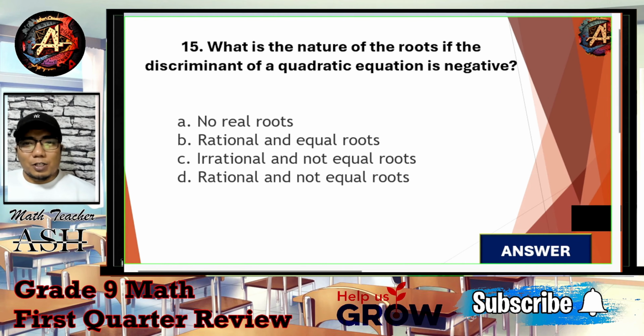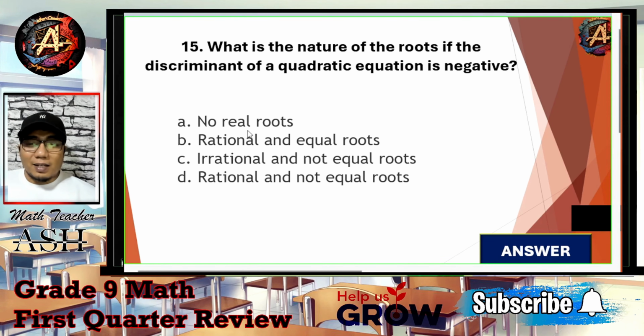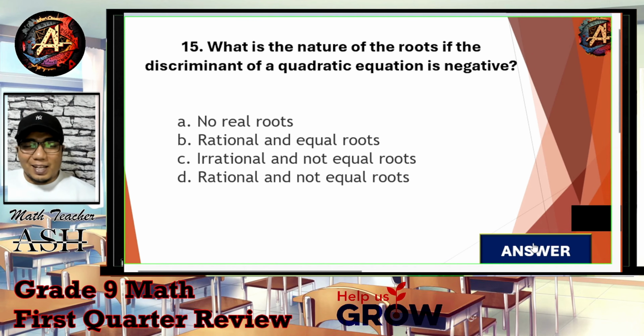Okay, my dear math learners, this is very, very easy because in number 14, I already told you that if an equation has no real roots, meaning the discriminant is negative. So therefore, if your discriminant is negative, then letter A is the correct answer. Let's check whether we are correct.